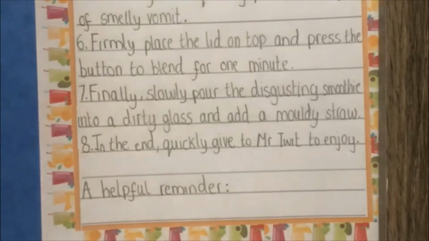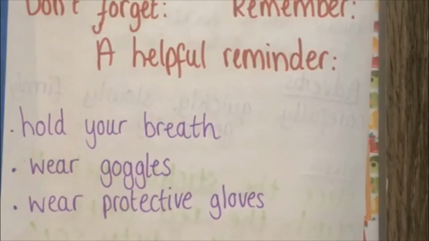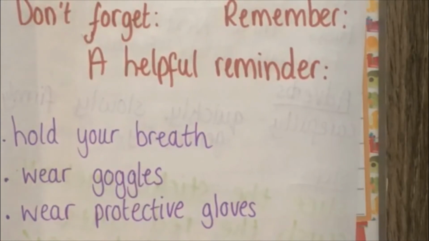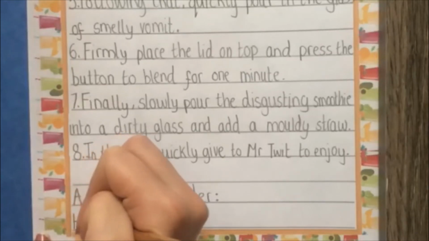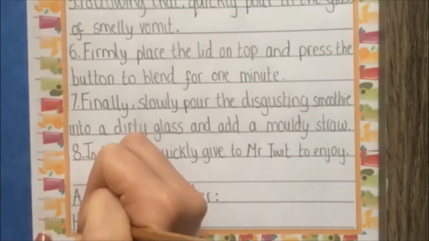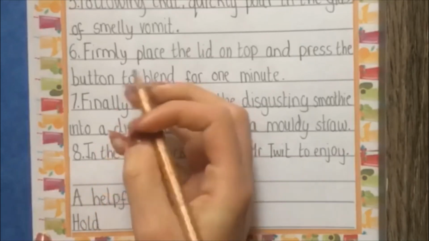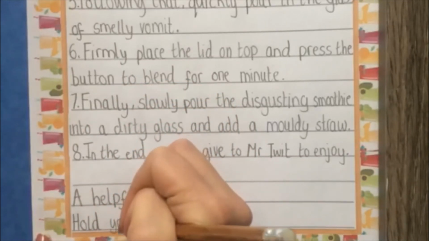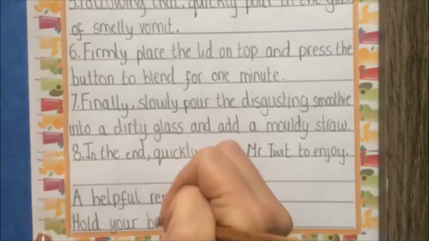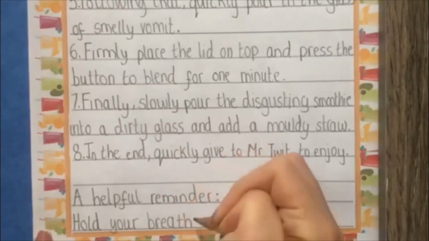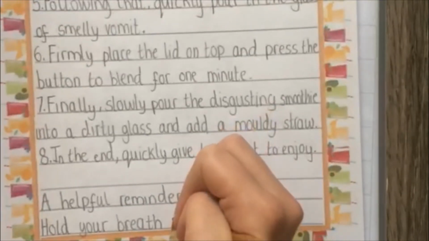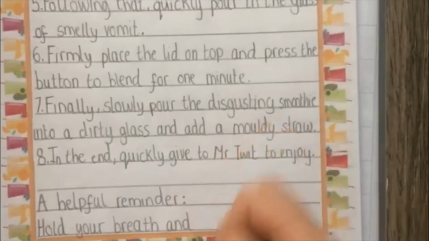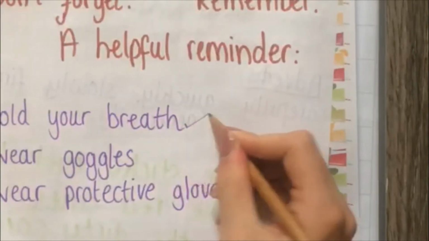I'm going to look at my ideas. I'm going to say to hold your breath, because the ingredients we have included are very smelly and gross. So I'm going to say a helpful reminder. Hold, capital letter, hold your breath. Then I'm going to use my conjunction and to put my 2 key tips together. Hold your breath, and what else should I do? So I've got hold my breath.